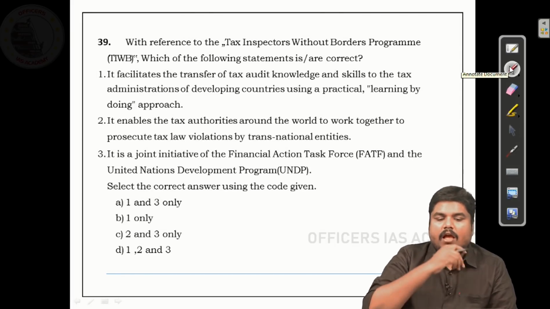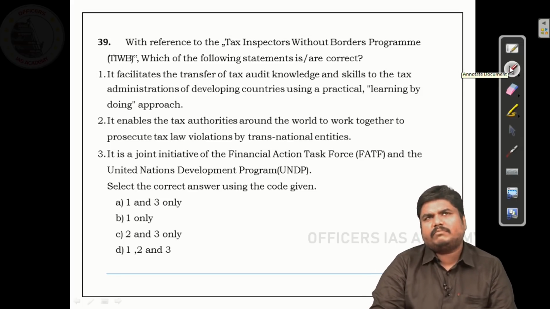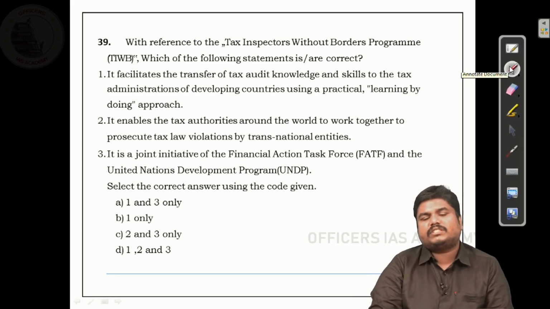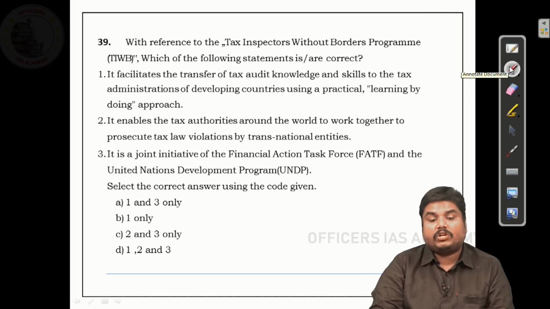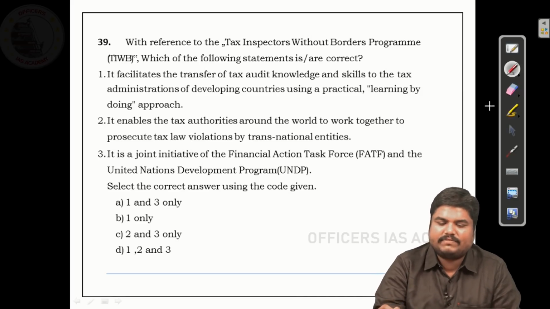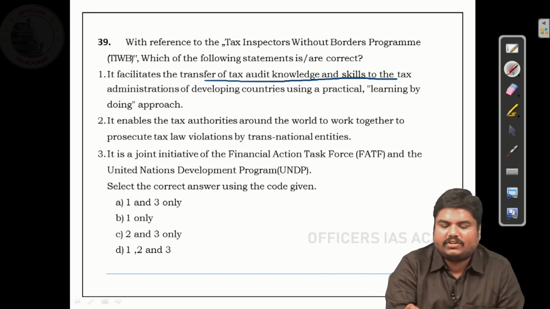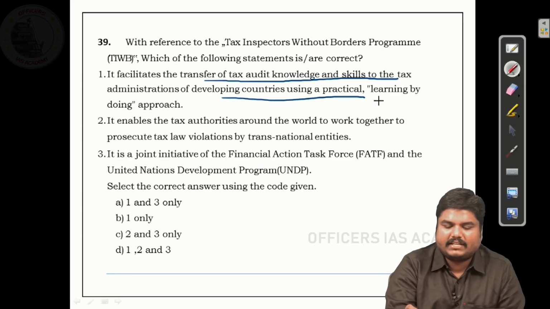39th question. With respect to the Tax Inspectors Without Borders program, I remember in 16 there was a question on Doctors Without Borders program. There is also something called Reporters Without Borders program. This one facilitates the transfer of tax audit knowledge and skills to the tax administrators of developing countries using a practical learning by doing approach. That is a correct statement.